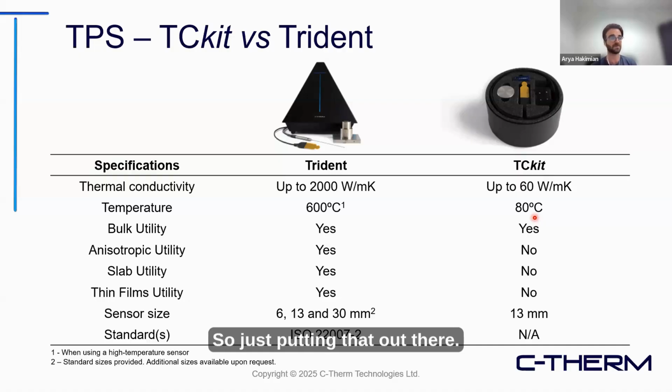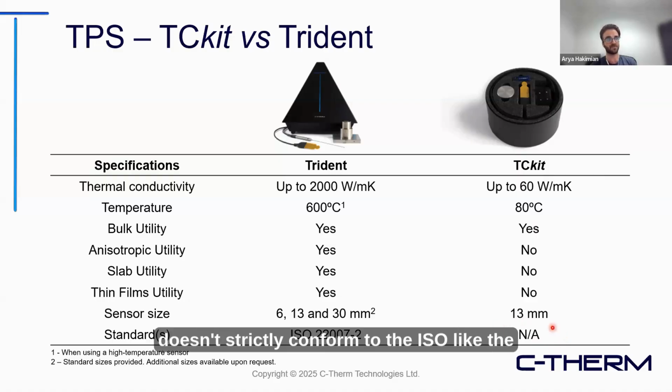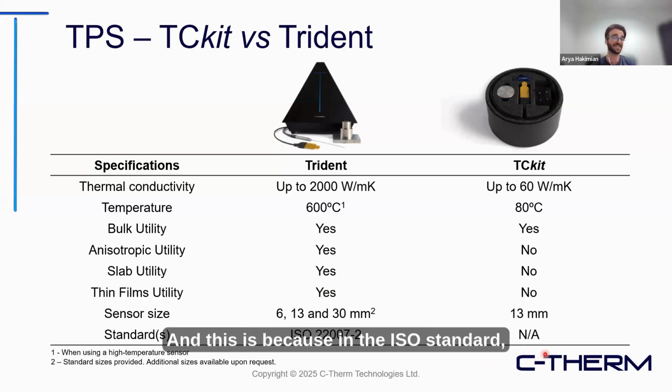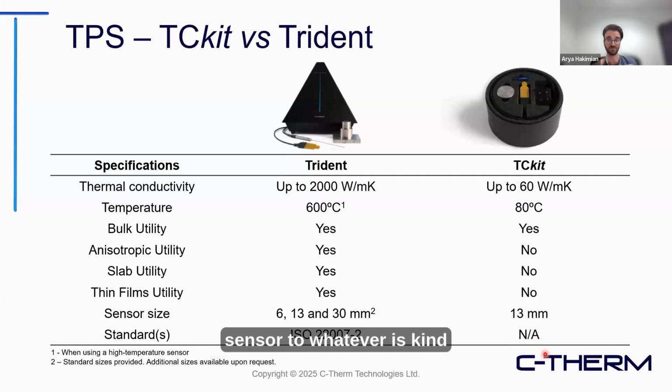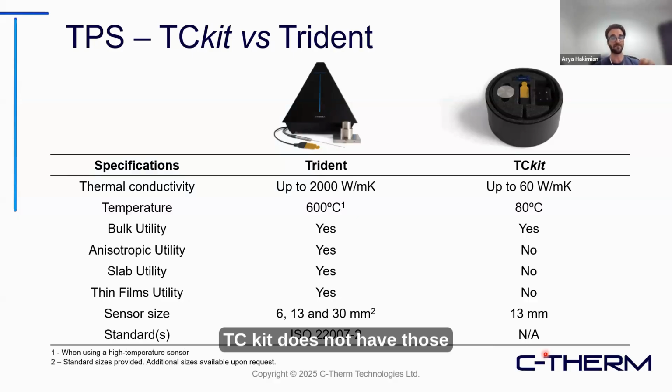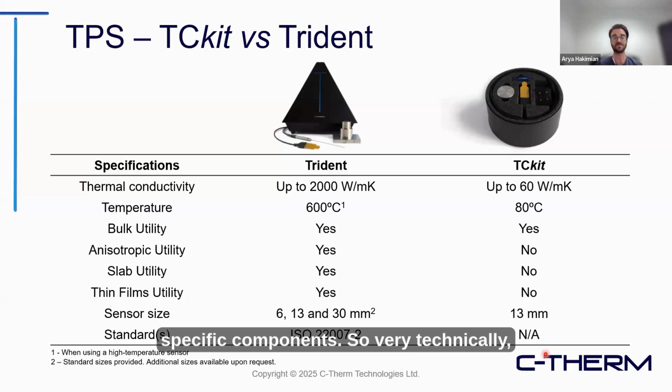So just putting that out there, the big thing to flag is that it doesn't strictly conform to the ISO like the TPS on Trident does. And this is because in the ISO standard, there are some very strict requirements on the electrical design and the circuitry that's basically connecting the sensor to whatever is collecting and monitoring those signals. TC kit does not have those specific components, so very technically you would not meet that ISO.